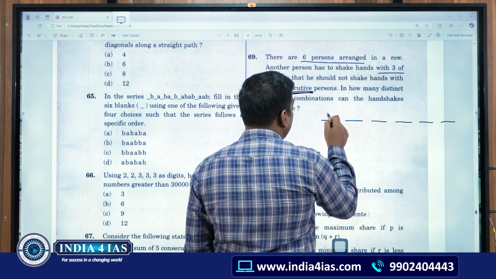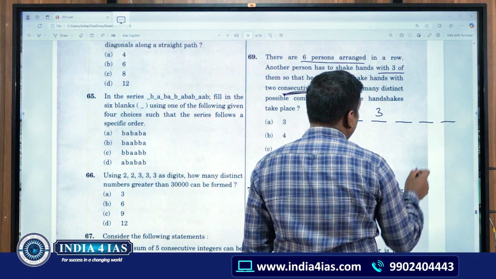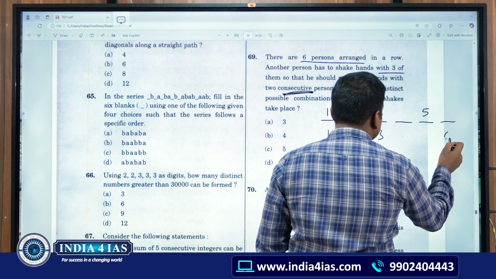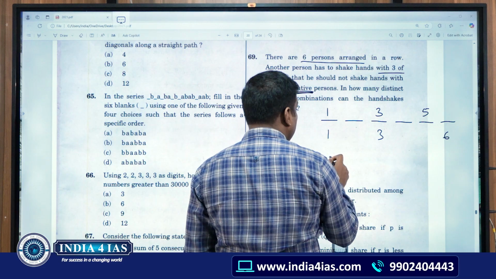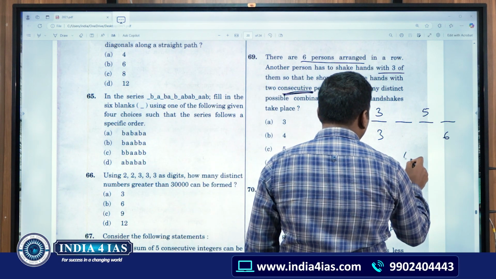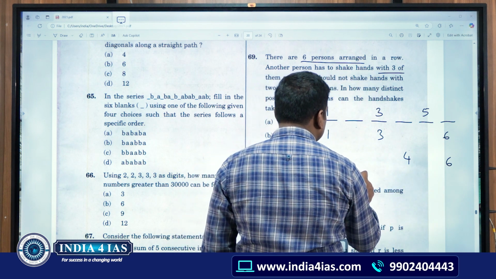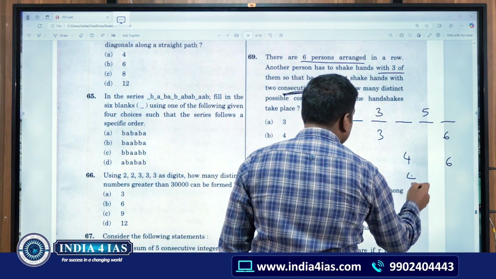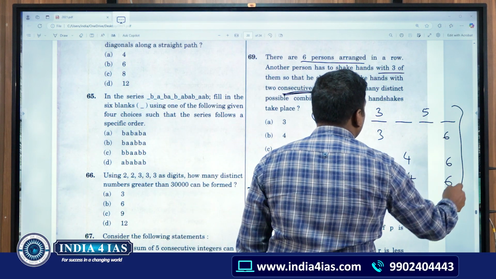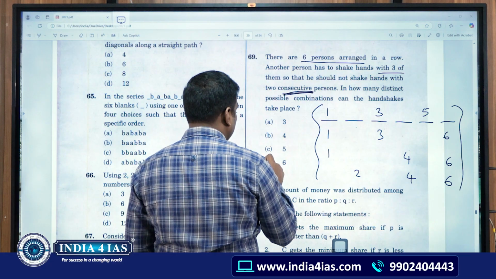Let's say he shook hands with the first, then he has to shake hands with 3. Then the possibility is 5 or the possibility is 6. Now, if he chooses 1, then he can go to 4 and he can shake hands with 6. If he starts with 2, then the possibility is only 2, 4 and 6. So 4 different ways the other person can shake hands with these 3 people in this fashion.